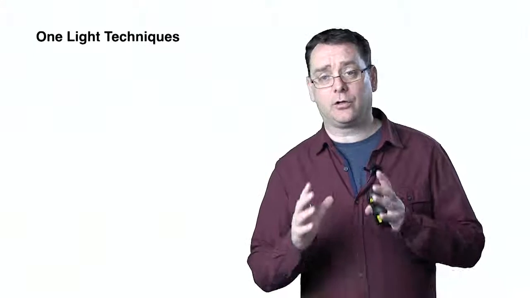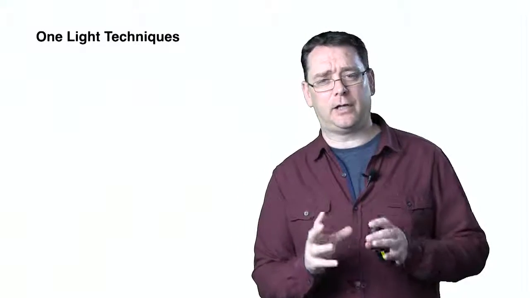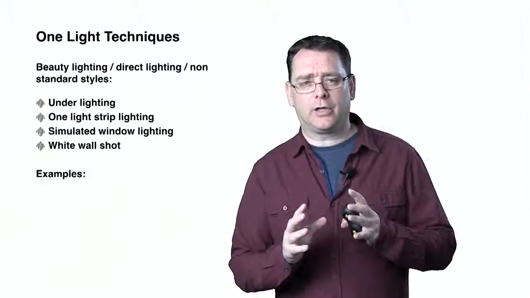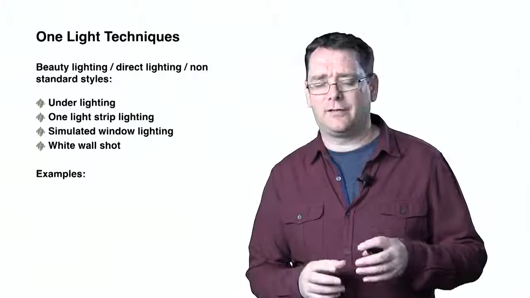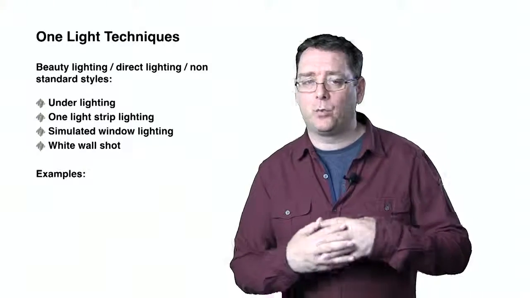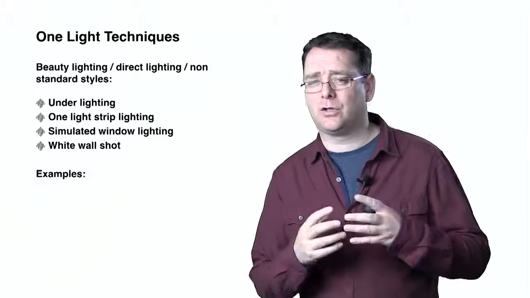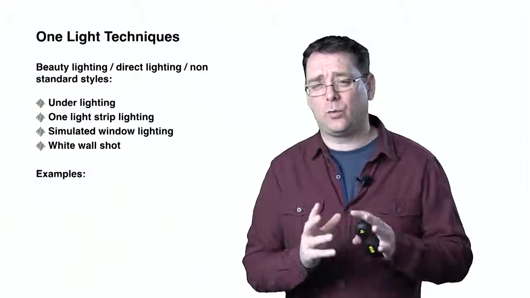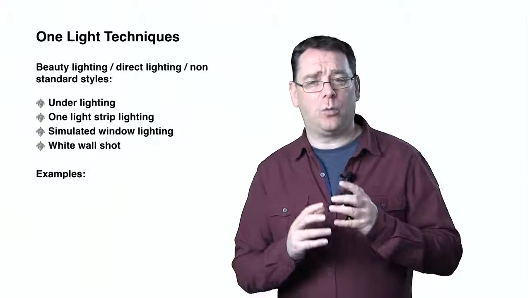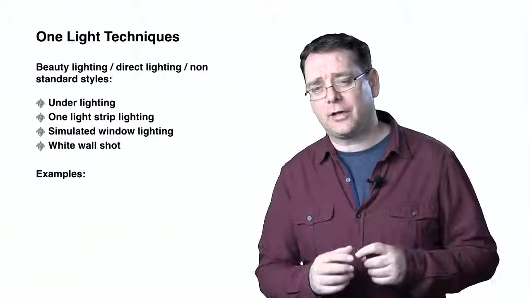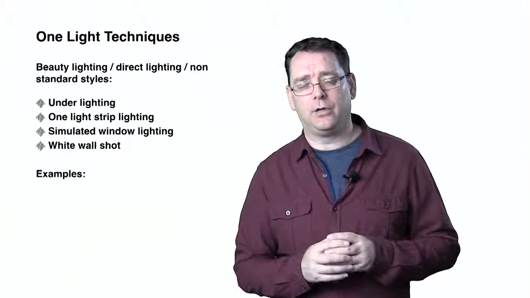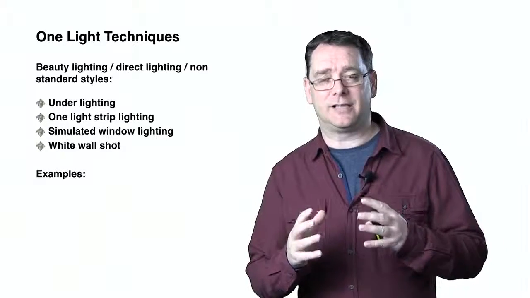So what we're going to do now is look at some different one light techniques. We're going to look at beauty lighting, direct lighting, non-standard styles. So we want to look at underlighting, one light strip lighting, simulated window lighting. We're also going to look at a white wall shot. So let's have a look and see how we set up these particular setups and how the images come out.